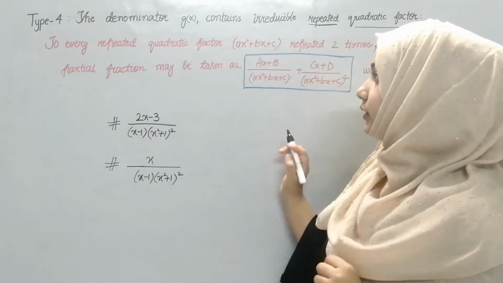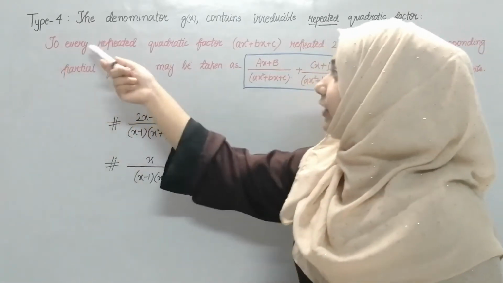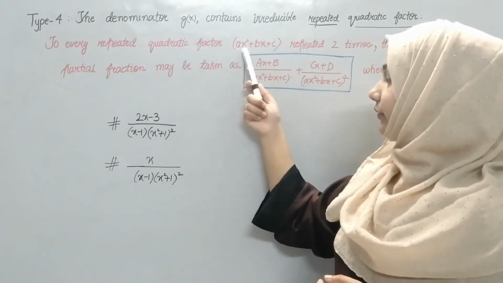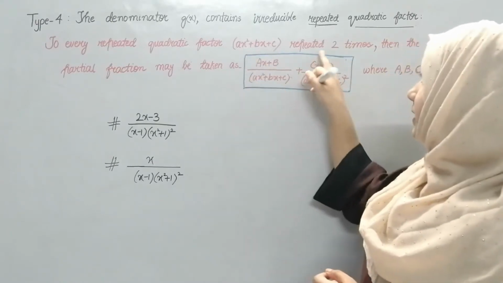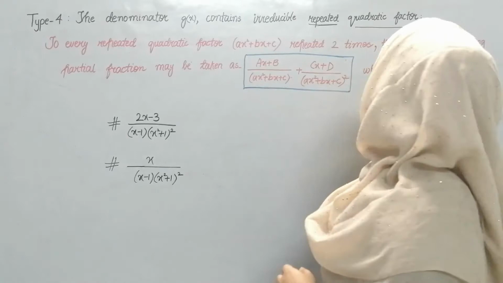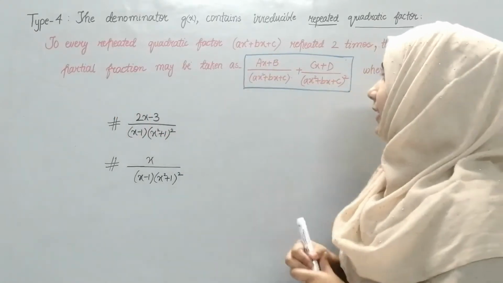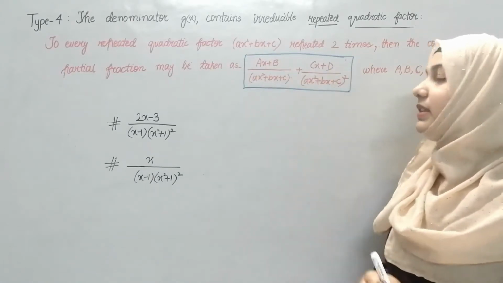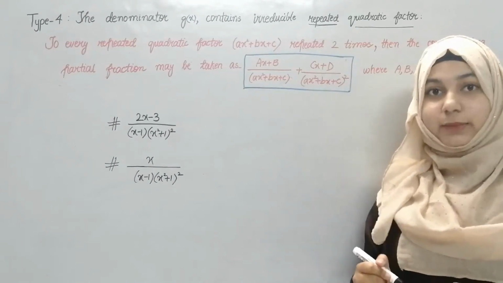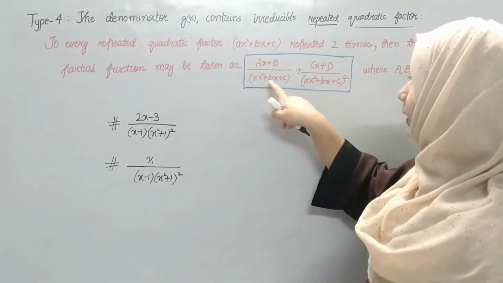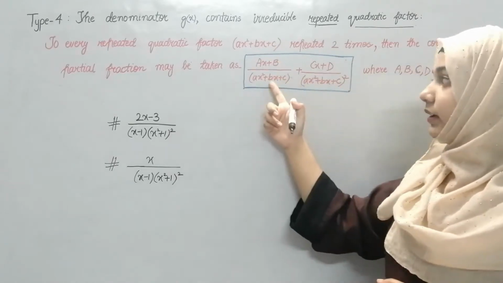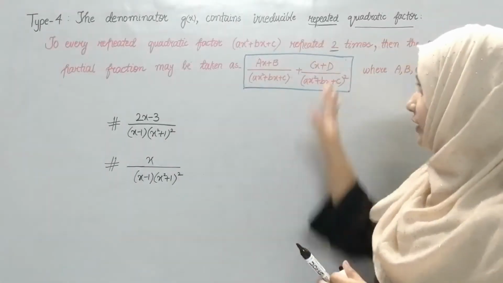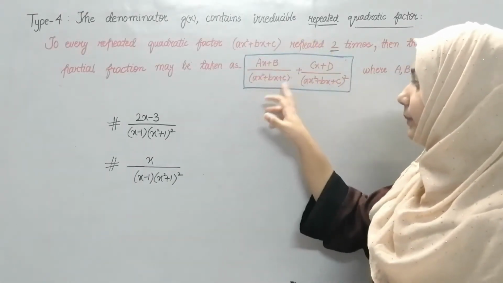Now to every repeated quadratic factor, if this is the quadratic factor ax square plus bx plus c, suppose it is repeating twice, then the corresponding partial fraction may be taken as (ax plus b) by (ax square plus bx plus c) plus (cx plus d) by (ax square plus bx plus c) whole square, just like in type 2 what we did. If it's repeating, we'll write the factor two times, once and twice. In type 3 we saw till here, (ax plus b) by (ax square plus bx plus c).